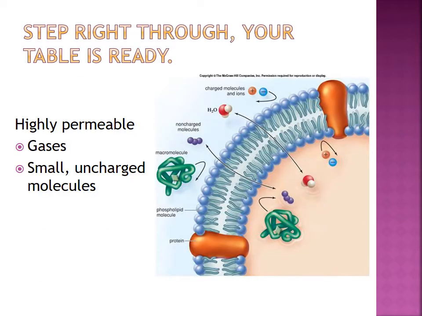Some molecules can go straight across the membrane. These are what are termed highly permeable. Gases are highly permeable. Think oxygen, carbon dioxide. These small molecules are transported across the membrane as if the membrane didn't exist. They fit in between the phospholipids, and it's almost like there's no barrier at all.